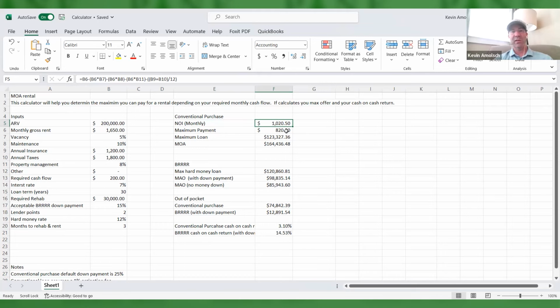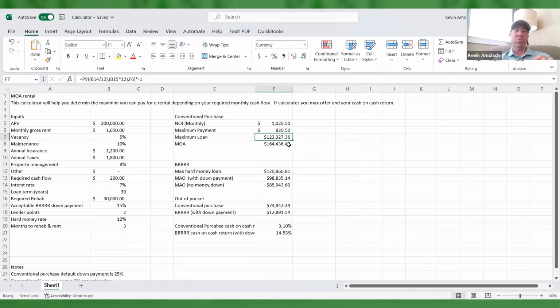So when you're calculating your maximum payment, we're only focused on principal and interest. Okay, principal and interest. So I could pay up to $820.50 every month and hit my required cash flow number. Okay, so then we use that monthly payment to back into a maximum loan. So the maximum we could borrow is here, 123 grand.